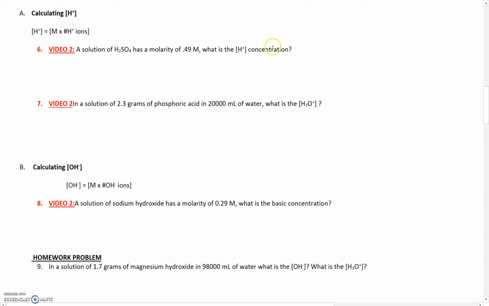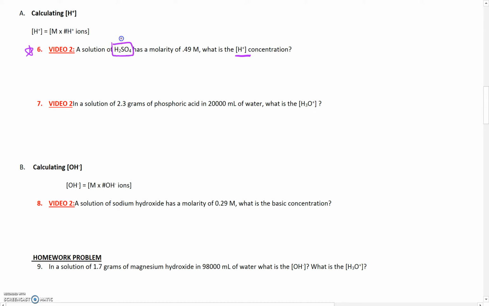So for this problem, it's asking us for number 6: a solution of sulfuric acid has a molarity of 0.49 M. What is the H+ concentration? So we're trying to find what the H+ concentration is, but your first step is to always look at your compound and figure out if it's an acid or a base.